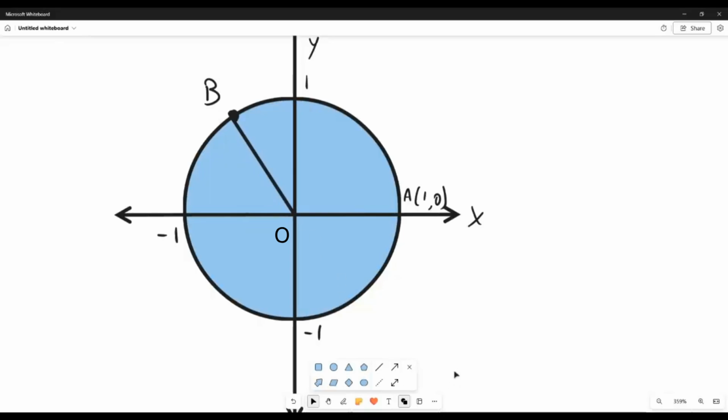Here is the line segment OB. Then, we can have a segment splitting the region between A and B on the circle, forming two different angles. We can call them alpha and beta, as shown. This will make angle AOB equal alpha plus beta.